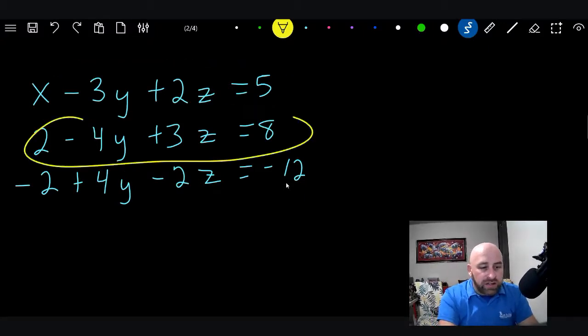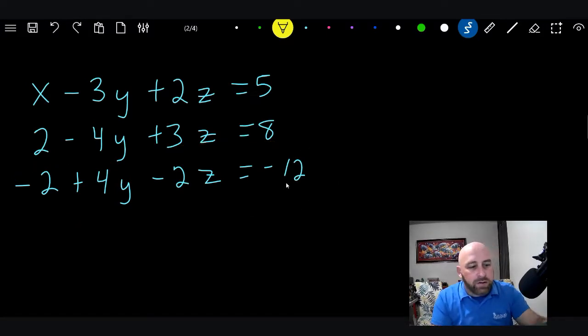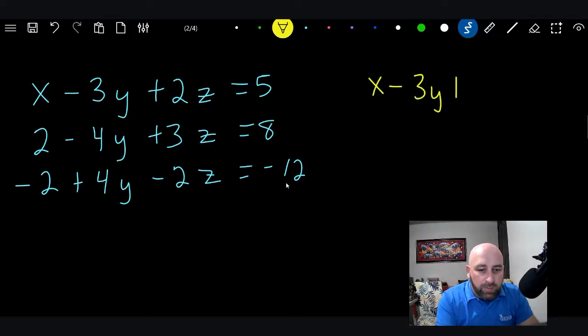Then you can see here my second equation. I won't read it, you can read. And then here is my third equation. Now, what we want to do here is use the same principles, the same ideas that we used when we were doing elimination. Now, here's the trick. We're going to take two of these and work them separately. So let's take x minus 3y plus 2z equals 5 and the second one.